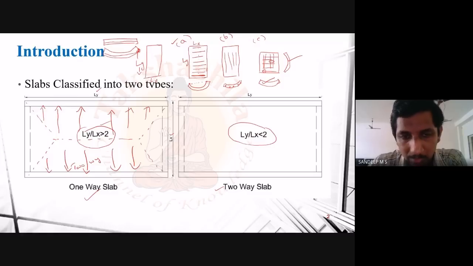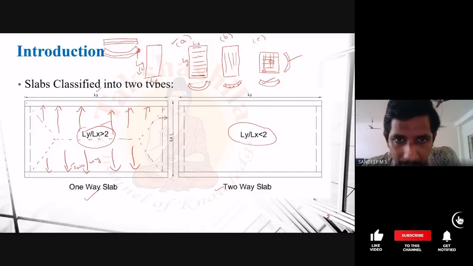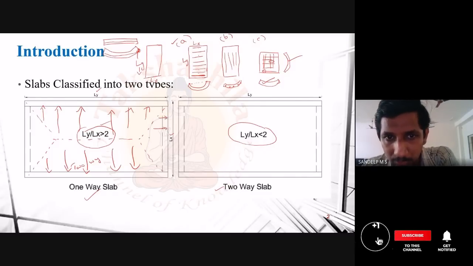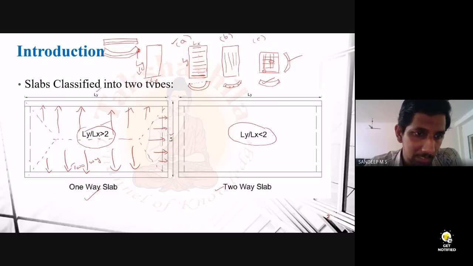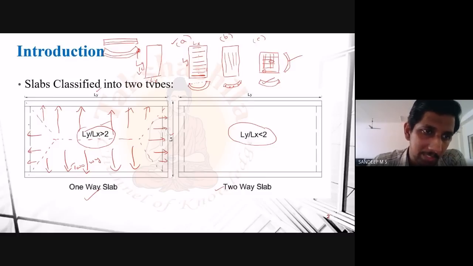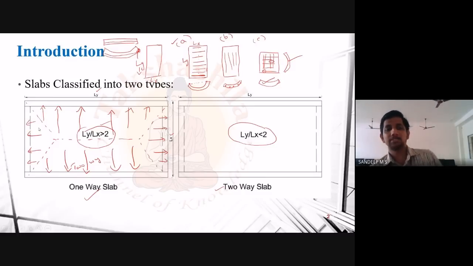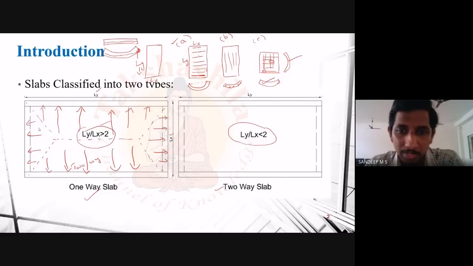And this portion will be transferred to the support on the other side. The load acting on this area will be carried by the support at this location, and finally this triangular load will be transferred to the beam or the support provided on your right side, and this one will be taken care of by the support provided on your left side. So this is the load transfer pattern normally observed in the case of two-way slab.